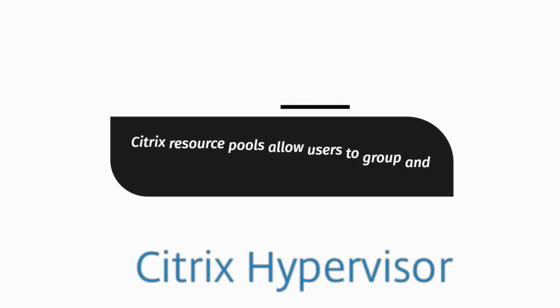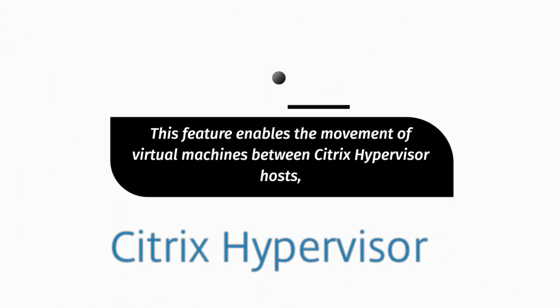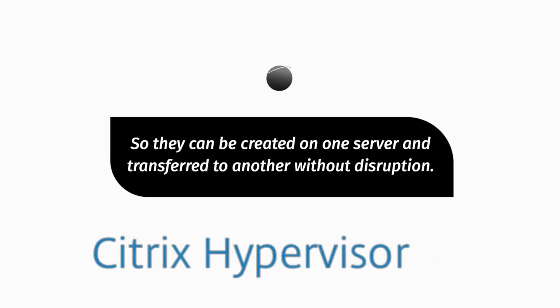Citrix resource pools allow users to group and administer multiple servers' virtual machines and their associated storage as a single entity. This feature enables the movement of virtual machines between Citrix Hypervisor hosts, so they can be created on one server and transferred to another without disruption.